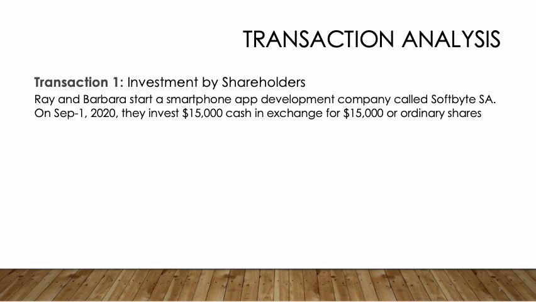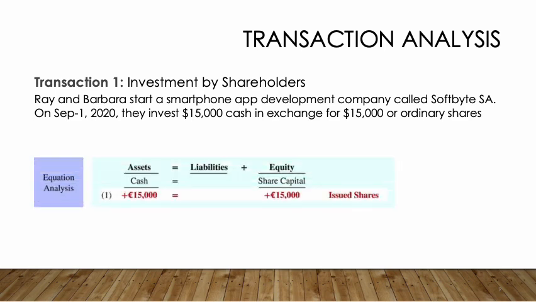Now let's take a look at the full double accounting impact on the accounting equation. We can see here that cash, an asset, has gone up by 15,000, and also share capital has gone up by 15,000. So if we take a look at this transaction, the accounting equation still balances, which is the key. Assets is equal to liabilities plus equity.